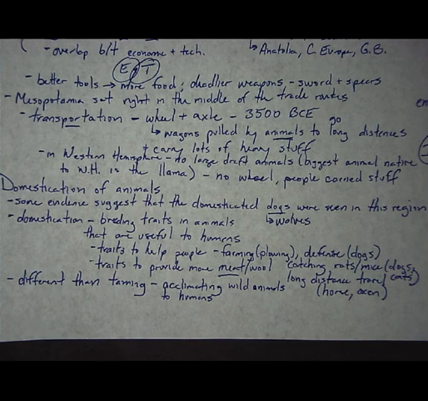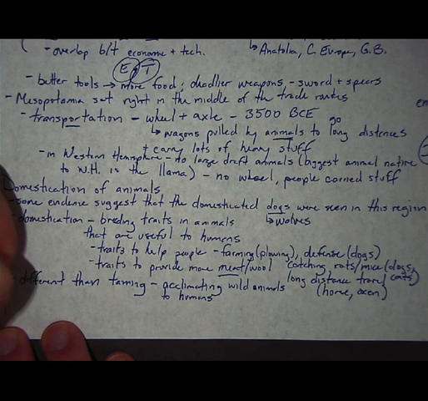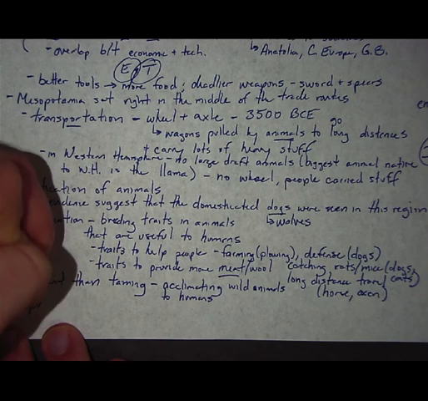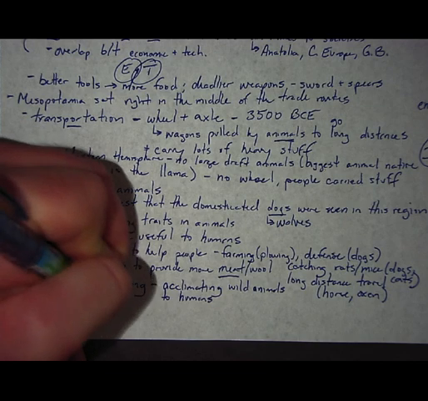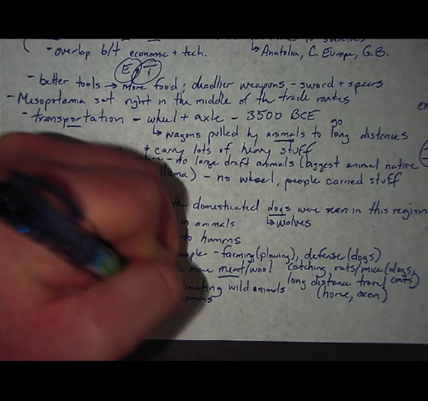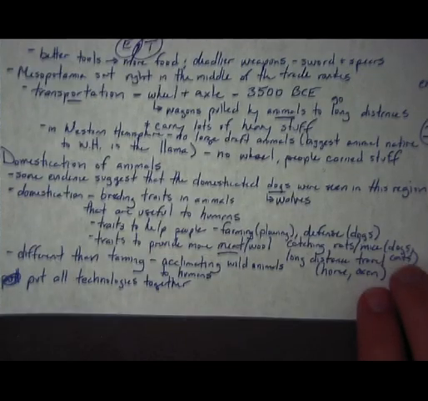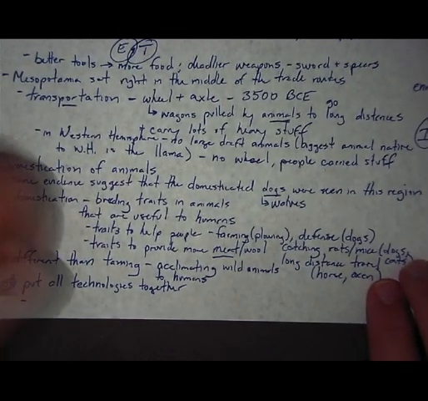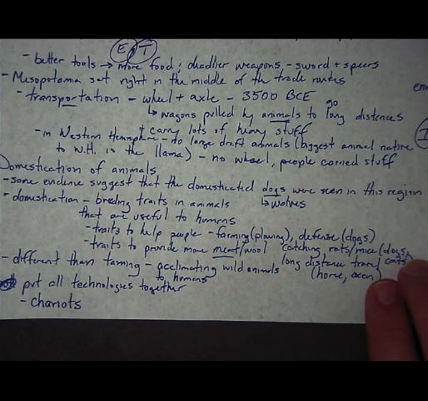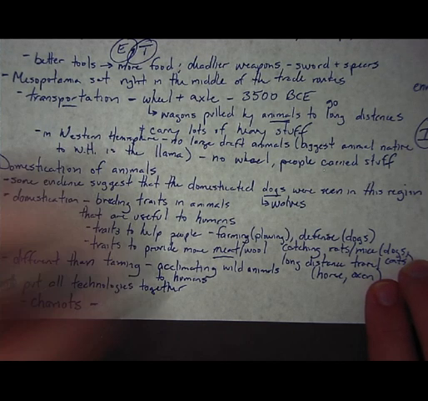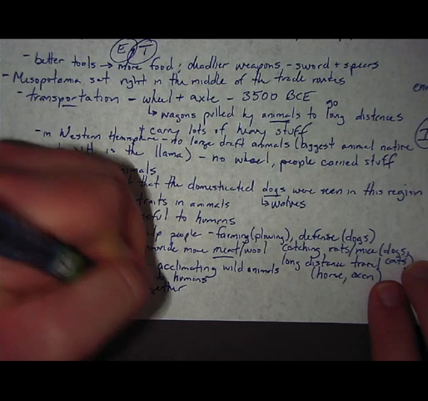Now, let's put all of these things together. So we've got permanent settlements, we've got bronze metallurgy, we've got domesticated animals. If we put all the technologies we've talked about together, we can create a super technology. If we put all of these things together, we can create chariots. So chariots are ancient super weapons.